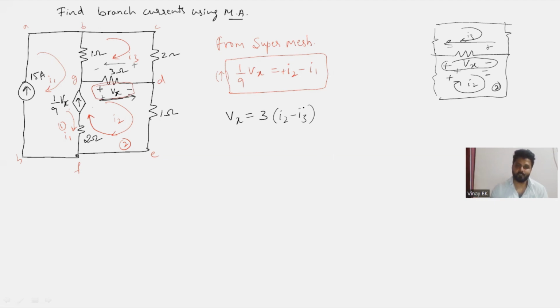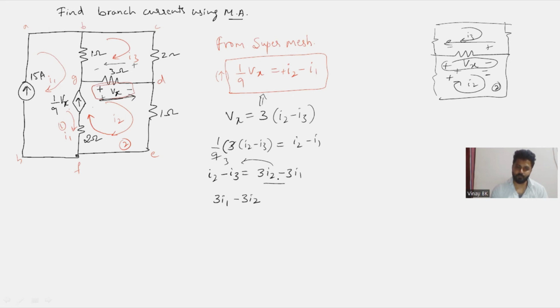That's all. So now if you substitute this Vx into this equation, you get 1 by 9 into Vx, which is 3 into I2 minus I3, equal to I2 minus I1. 3 ones are 3, 3 threes are 9, so I can get I2 minus I3 equals 3I2 minus 3I1. Again, I'll rewrite this, sending this term to the right side, so it becomes plus 3I1 minus 3I2.